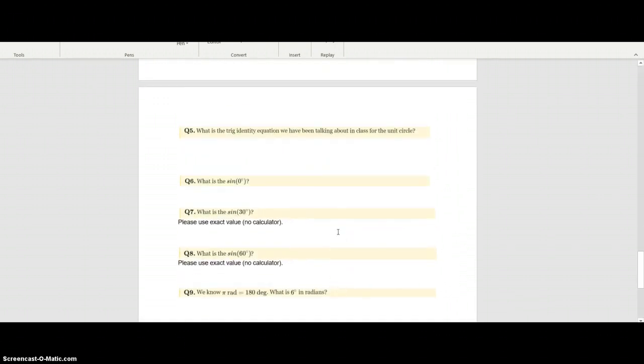What's the trig identity we have been talking about in class for the unit circle? The important trig identity is sine squared theta plus cosine squared theta is equal to 1 squared, which is just 1. And this holds true for any value, any real number for theta.